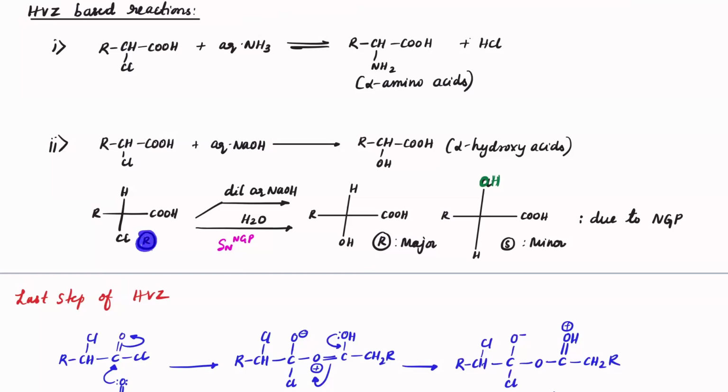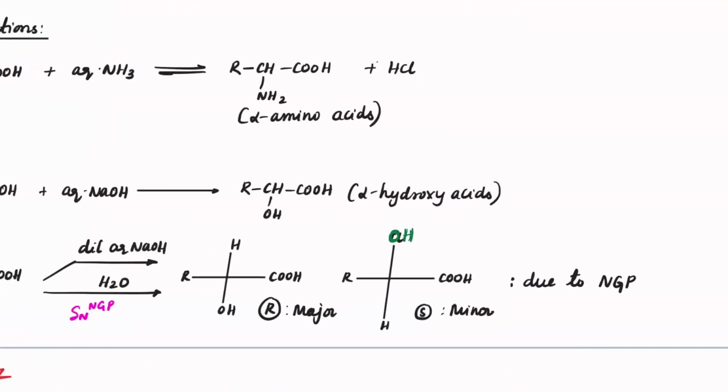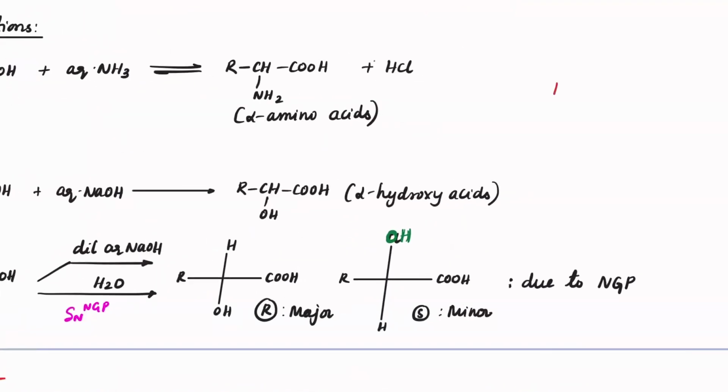If there was an R configuration here and you are treating with dilute aqueous NaOH, whether you take H2O or dilute aqueous NaOH, in both cases you will notice that you will get R and S, but R will be major. Why will NGP happen? You know what is NGP? Neighboring group participation. It is like we have chlorine here, correct?